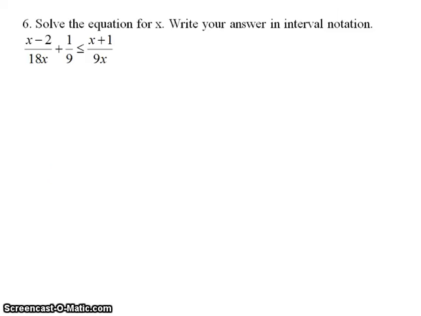So this one here, we need to solve for x. And the first thing that I need to do is just get rid of my denominators altogether. I gotta just get rid of those. And so I'm going to multiply both sides by the least common multiple of the denominator, the LCD. So that means I'm going to multiply both sides by 18x.